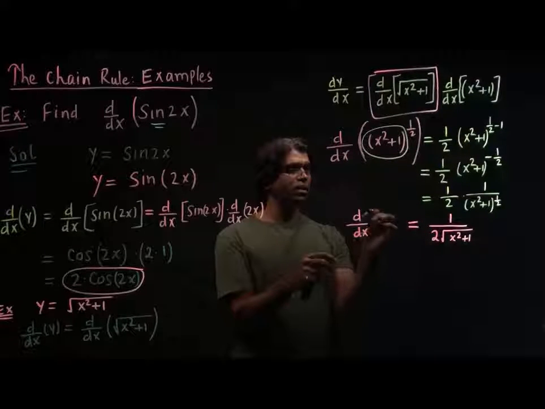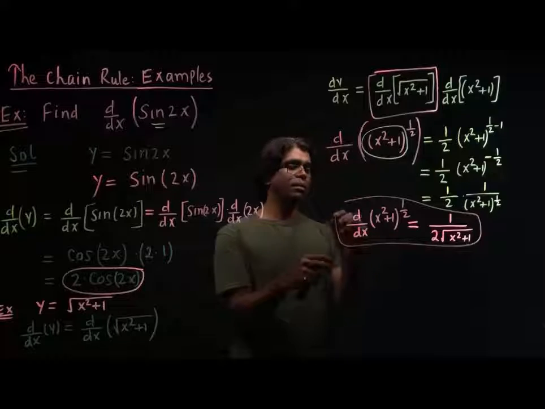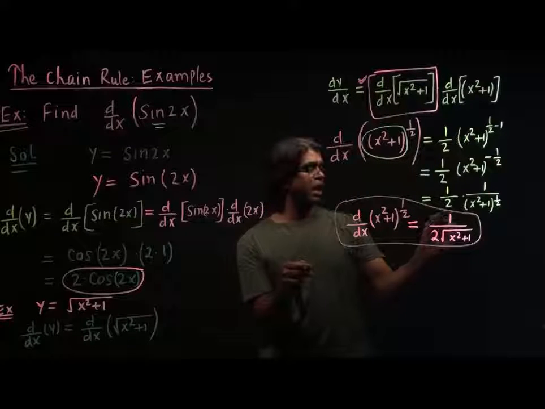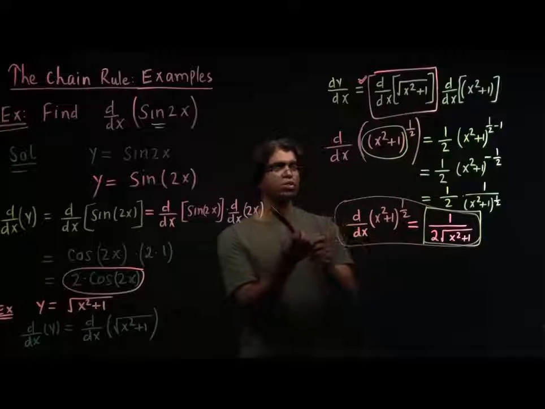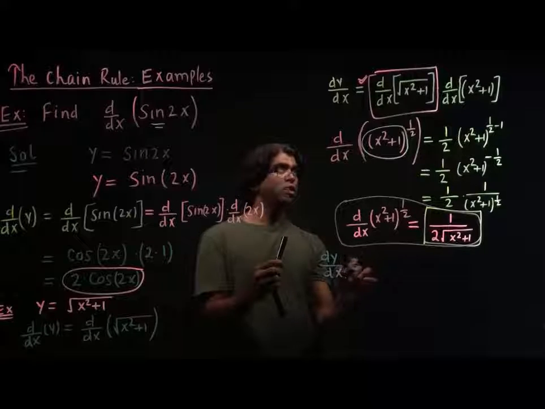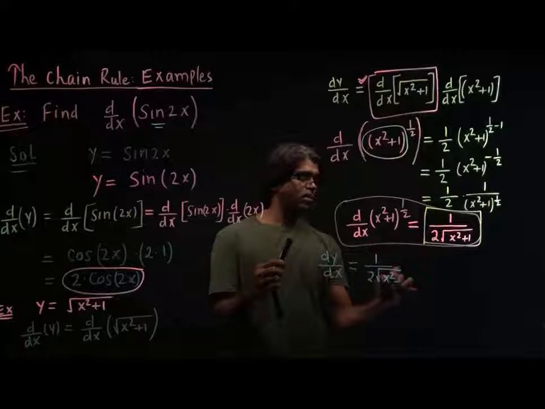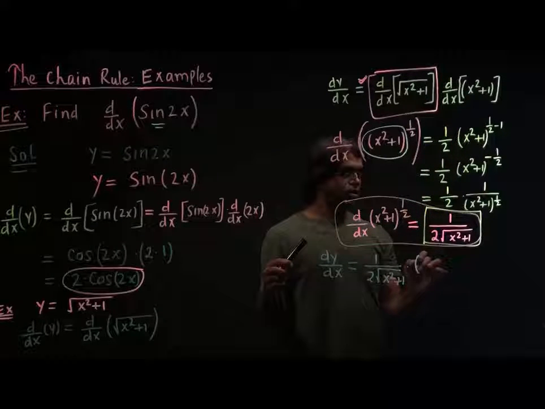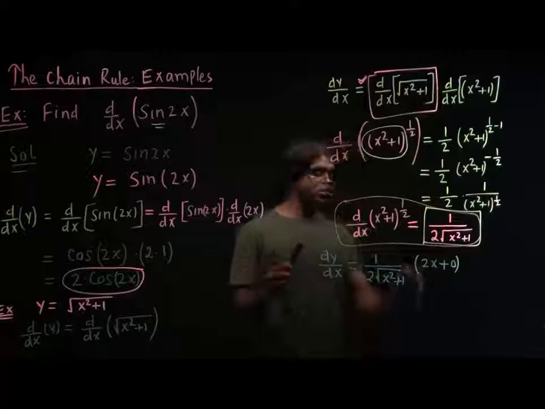dy/dx of x squared plus 1 to the power 1/2 is right here, right? So what I'm going to do, I'm going to substitute this term right here. So let's go back and substitute over there, and if we do that, we will write dy/dx is equal to, this thing right here is 1 over 2 square root of x squared plus 1, right? And differentiation of x squared is what? 2x, right? Plus differentiation of 1 is 0. So 2x plus 0 is 2x.